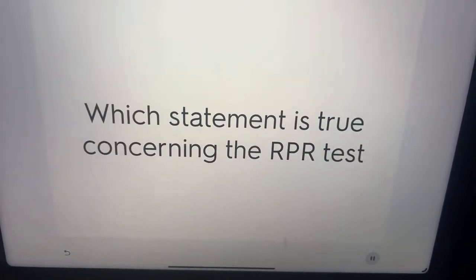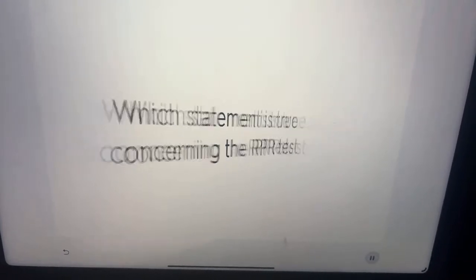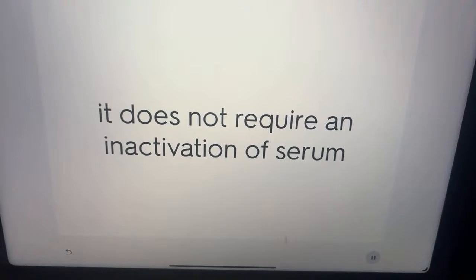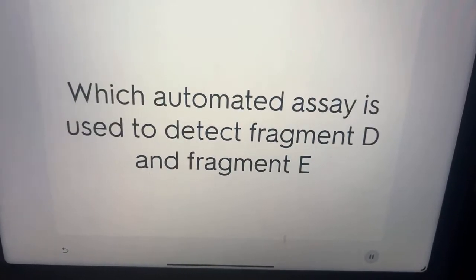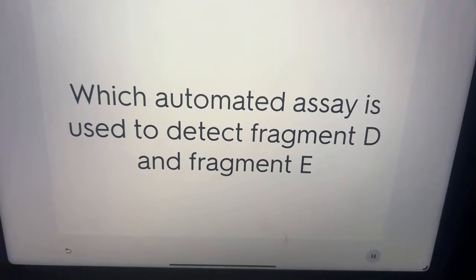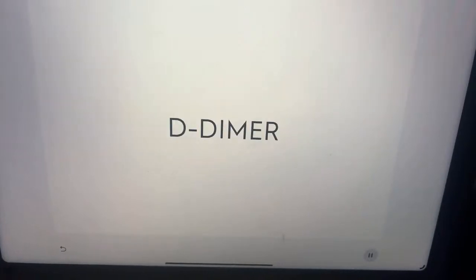Which statement is true concerning the RPR test? It does not require an inactivation of serum. Which automated assay is used to detect fragment D and fragment E? D-dimer.